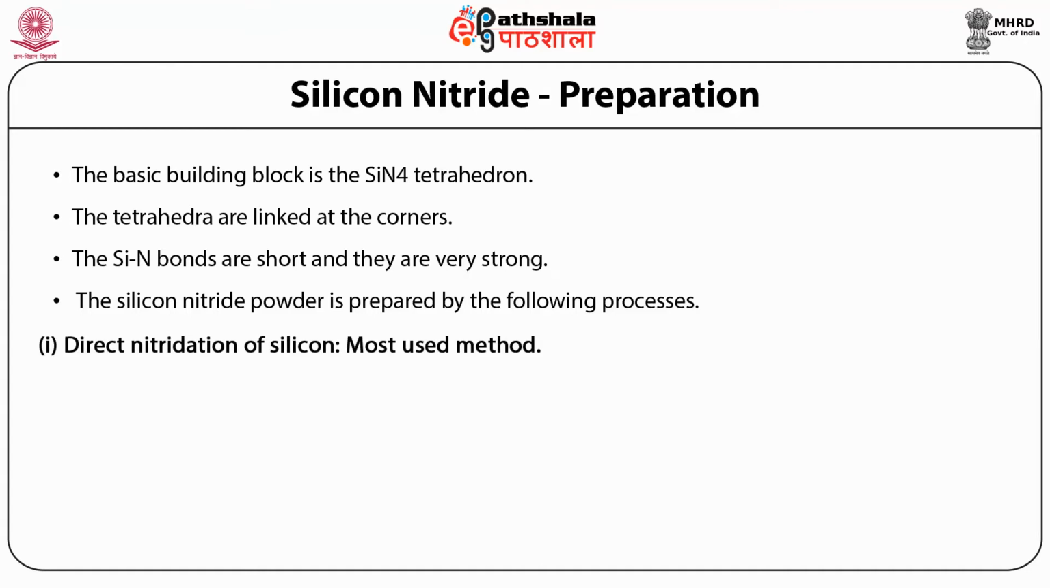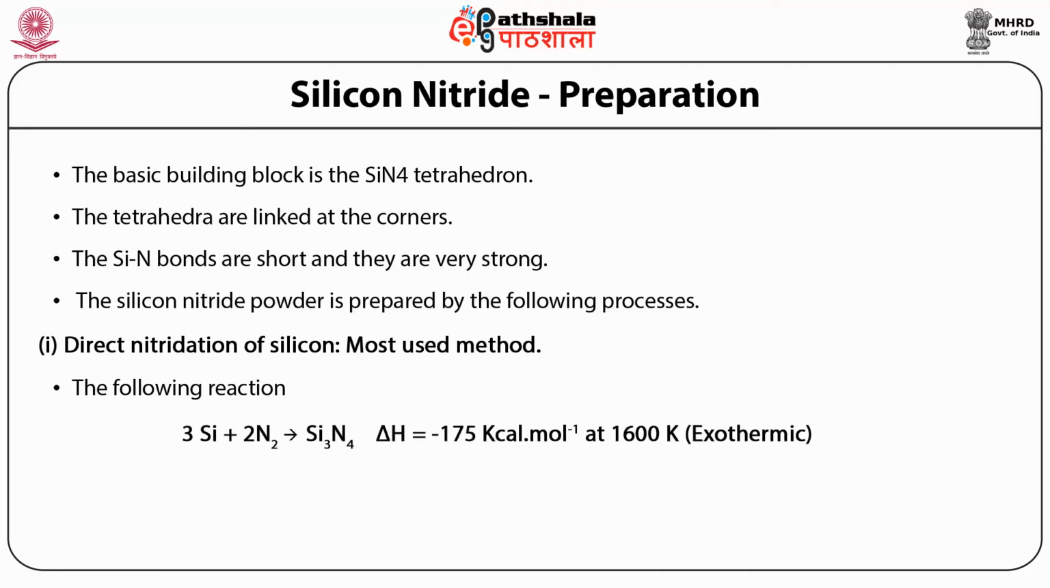This is the method most used in commercial practice, and the following reaction occurs: 3Si + 2N2 gives Si3N4. Here delta H is minus 175 kilocalories per mole at 1600 Kelvin, so it is exothermic.